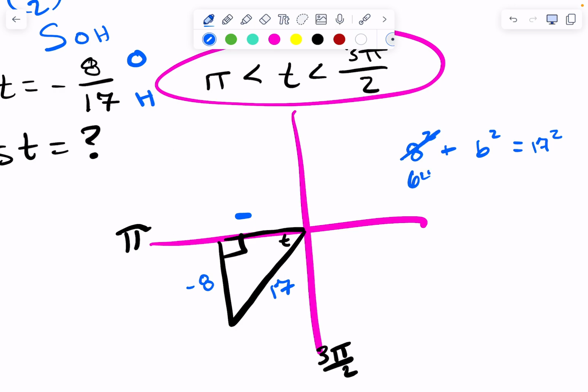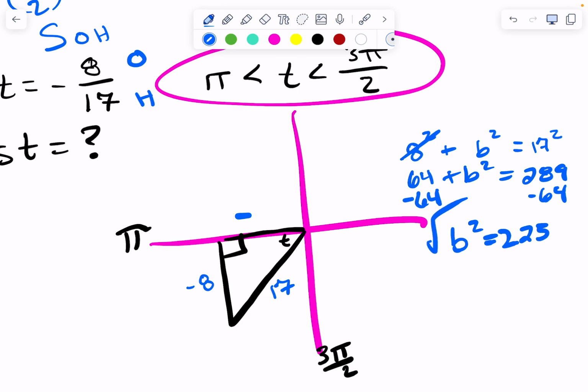8 squared is 64. B squared equals 17 squared, which is 289, minus 64. B squared equals 225. The square root of 225 is 15. So he is an 8, 15, 17, and the 15 is negative. Okay, we're not done yet, though.